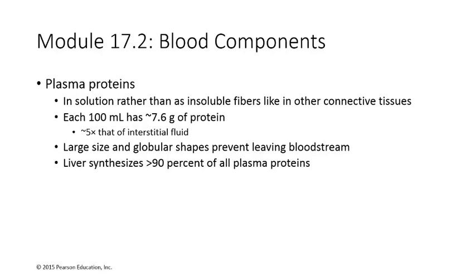So again, about 7 or so percent protein. And these proteins are large enough that they cannot leave the bloodstream. The liver is going to be synthesizing over 90% of all the proteins that you find in the blood. So the albumins, the fibrinogen, mostly made by the liver.